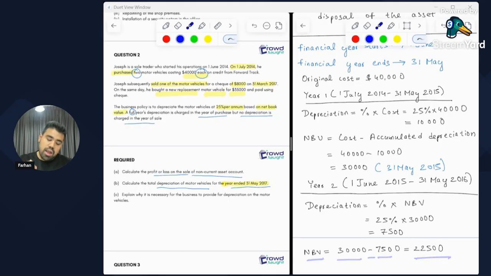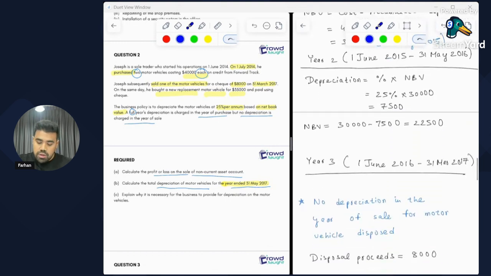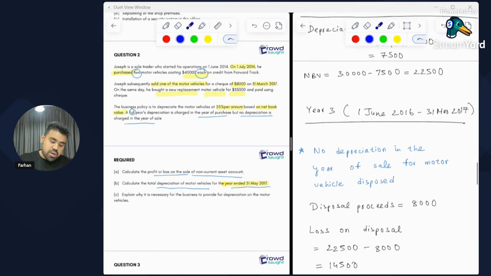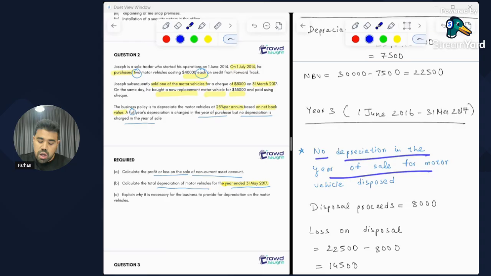All right. Now, let's move to the third year. The third year is the most recent financial year, which we're mainly concerned about within this question. And the third year would start on 1 June 2016, right? And end on 31 March 2017, the day we had sold this machine, which is in the second paragraph, first line, as mentioned. Joseph subsequently sold one of the motor vehicles for a cheque of $8,000 on 31 March 2017, all right? So based on the company's policy, as mentioned in the very last line of the entire question, which is to charge no depreciation in the year of sale, we have no depreciation being charged in the year of sale.